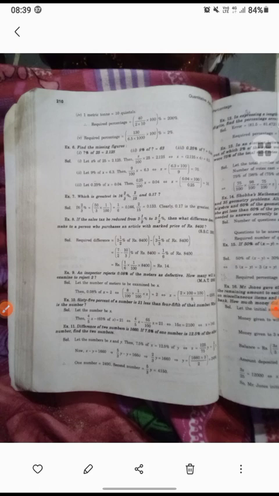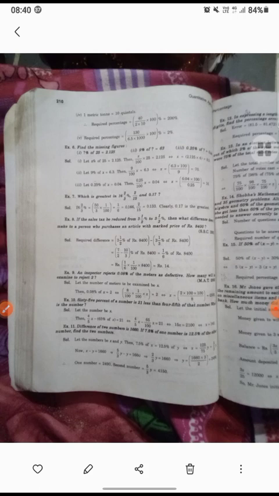65% of a number is 21 less than 4/5 of the number. Let the number be x. So 4/5 of x minus 65% of x equals to 21. After solving, x will be 140.